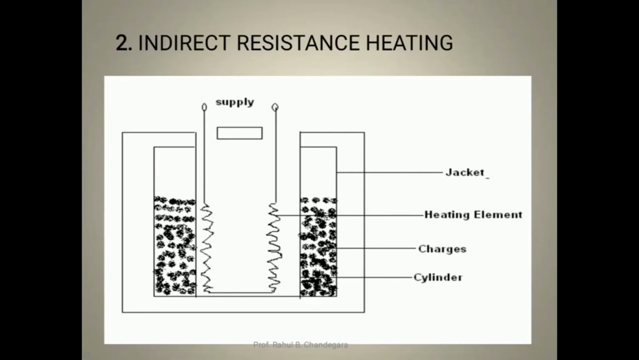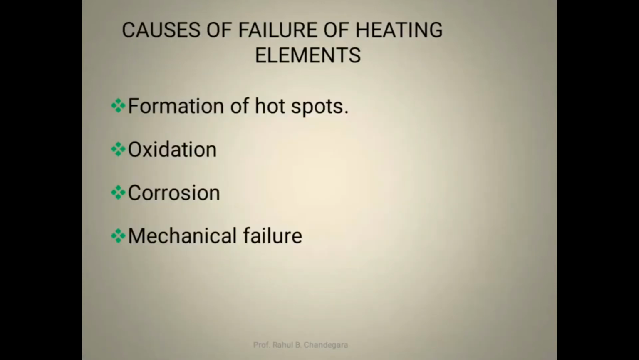In this method, a jacket in the form of a cylinder is used. In it we put our charge and current passes through the electrode. The heat is produced from the heating element and transferred through convection or radiation. Next, the causes of failure of heating elements.